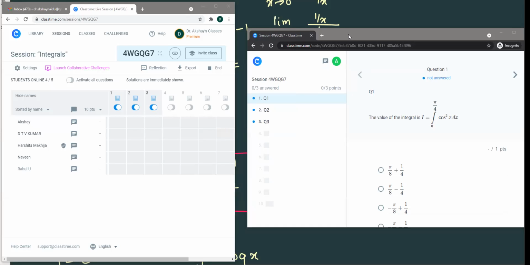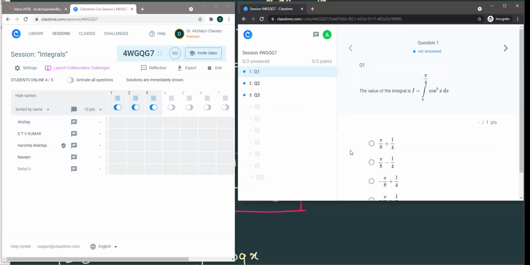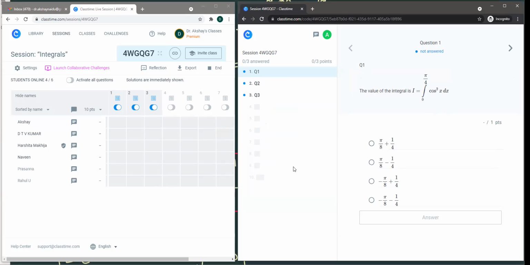Okay. So I want all of you to enter Classtime, classtime.com. You should type, and then there it will ask for code. So this is the session code 4WGQG7. Supply this code and press enter. You will get this kind of a screen. I have given 3 questions first for you to solve.